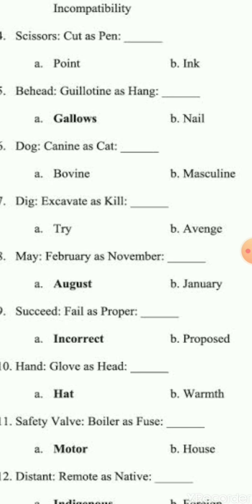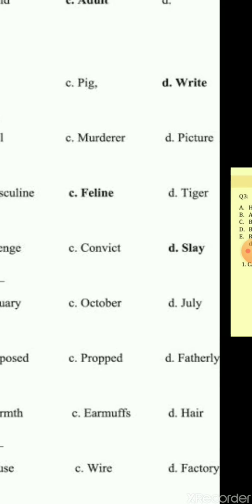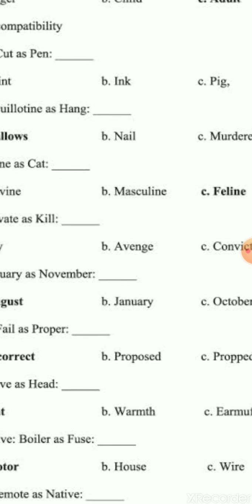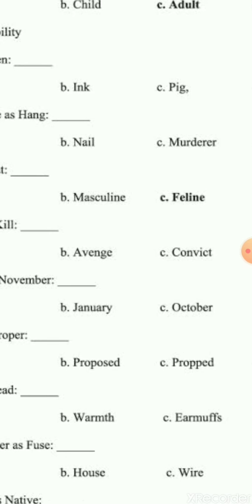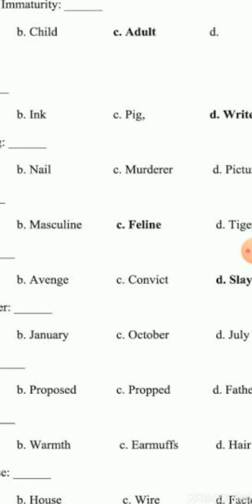So what is the action of pen in these 4 options? Point, ink, pick, write. We need to go for the action. Then pen is used to write. Okay. So write will be the correct option. That means C. It goes like this.